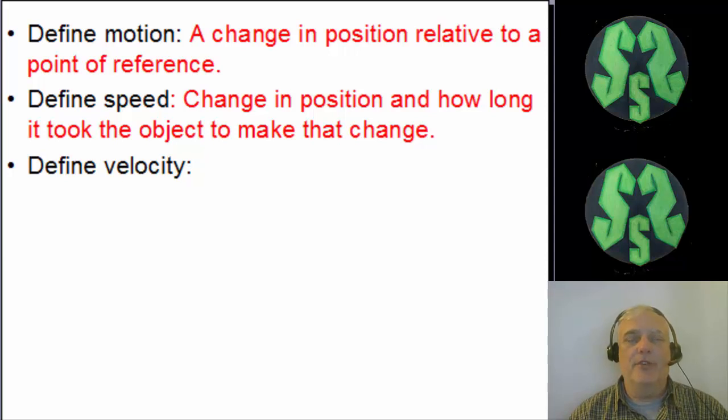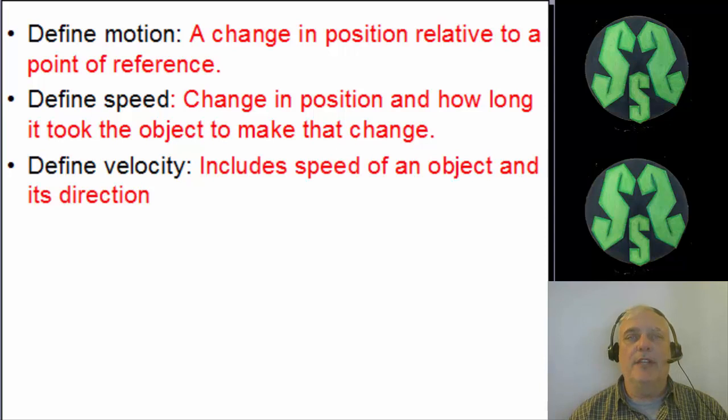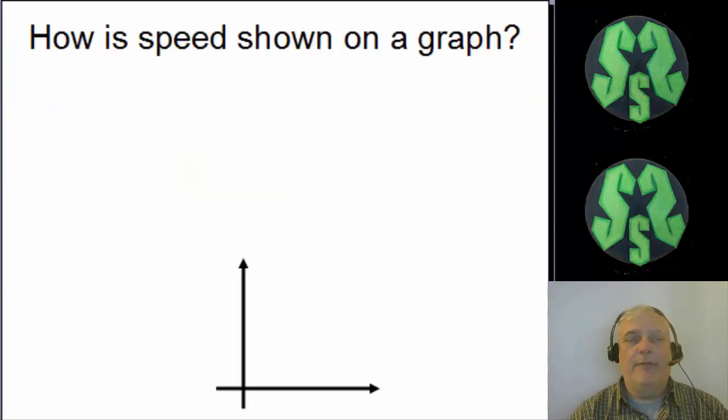Speed is often measured in units like miles per hour or kilometers per hour, centimeters or meters per second, things like that. Any distance per unit of time would be a good unit for speed. And finally, velocity. Velocity includes speed, but it also includes its direction. So you would say something like 12 miles per hour south. Now on to some new stuff.